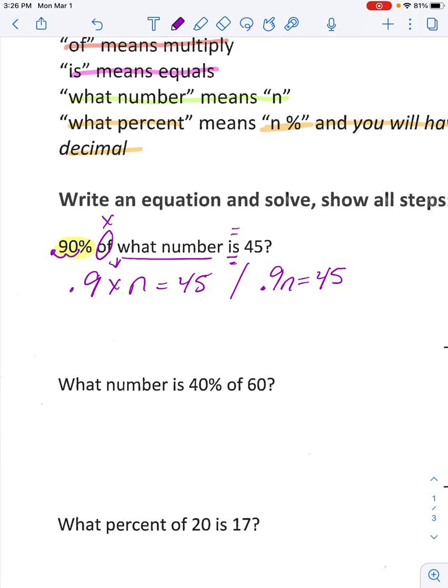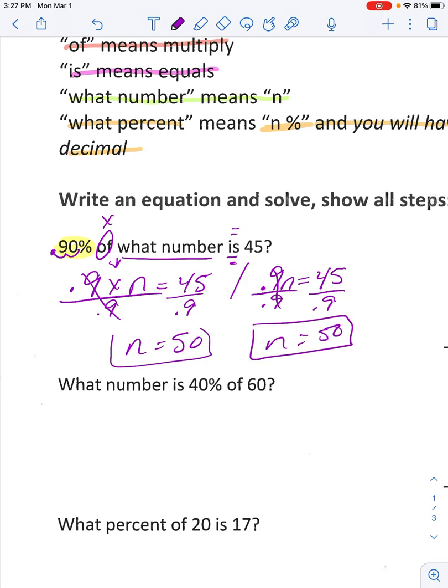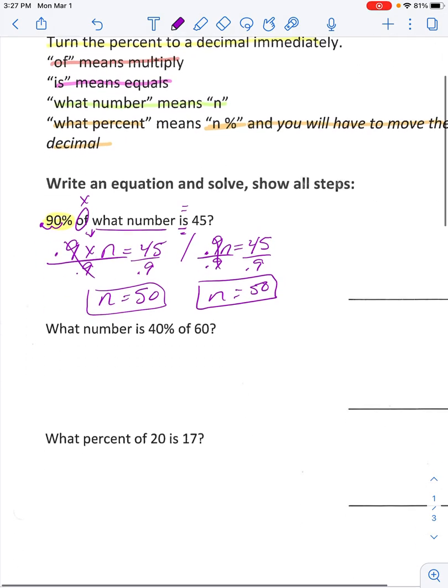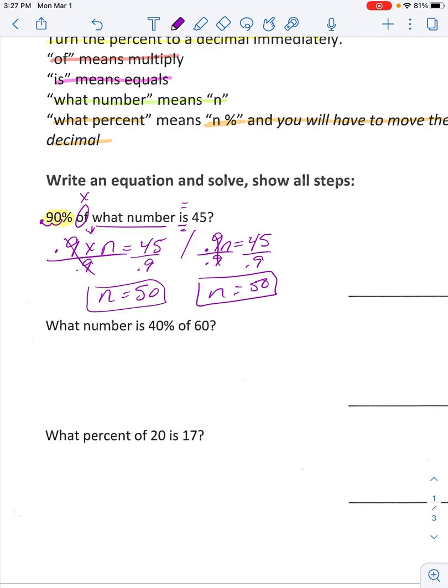Okay. How do you solve for your n? Because you're trying to figure out the n. You're going to do the inverse of multiplying by 0.9, so you're going to divide both sides by 0.9. It doesn't matter how you write this one. Okay, so n equals, you may use your calculator, 45 divided by 0.9 is 50. So n is 50. Okay. Let's look at the next one.